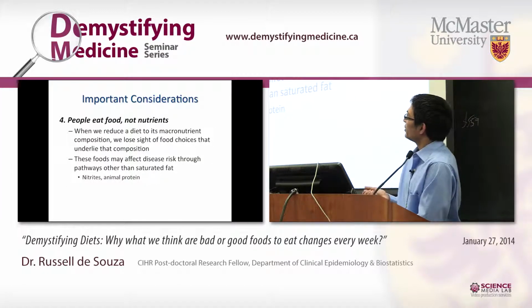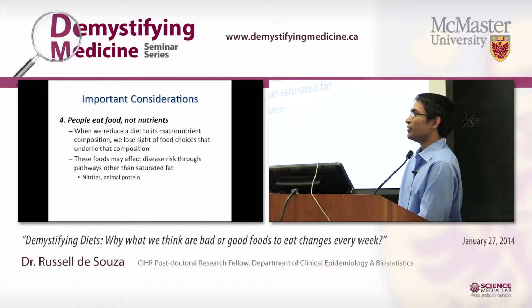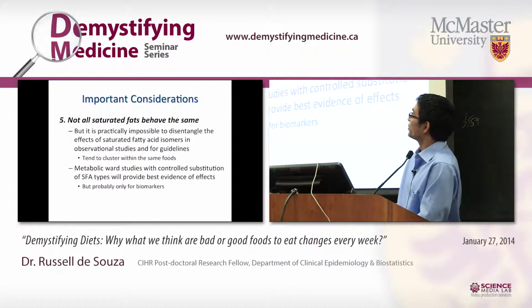And finally, we can run into problems when we reduce a diet to its macronutrients. People tend to eat foods, not nutrients. So if we recommend a diet that's, say, 7% saturated fat, it becomes difficult to translate that into dietary advice for populations and individuals. Importantly, saturated fat may not be the only component of a food that increases or decreases risk. Saturated fat is found mainly in meat products, and there may be other components of meat products, such as nitrites or something specific to animal protein, that may also increase cardiovascular risk.